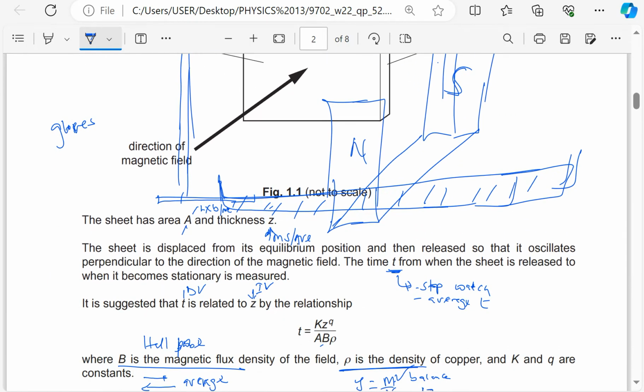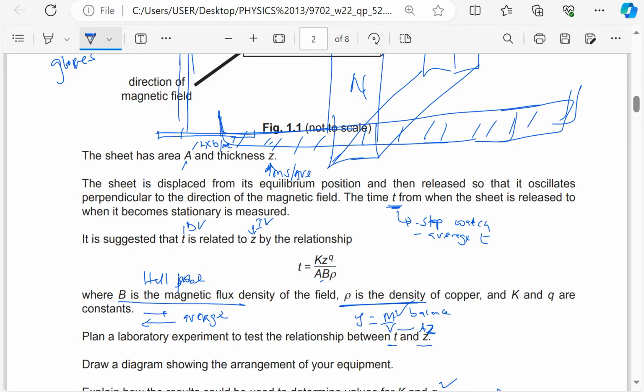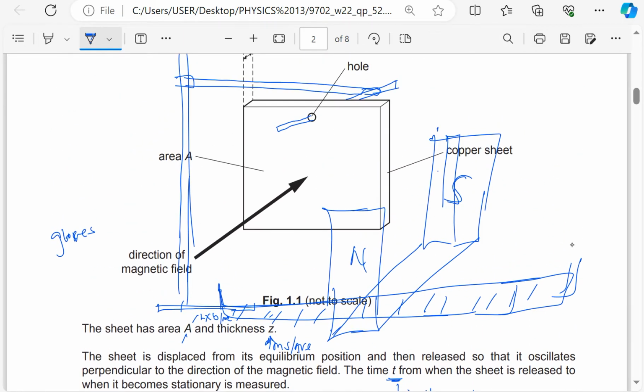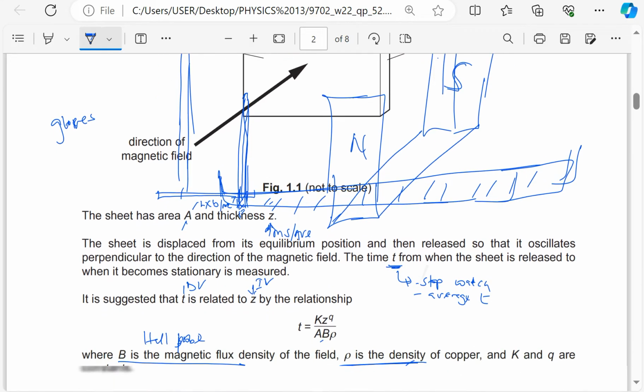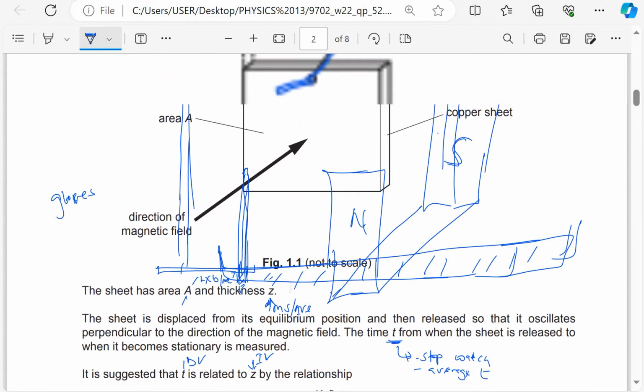Then, because I'm going to time, the sheet is displaced from its equilibrium position and then released so that it oscillates perpendicular to the direction of the magnetic field. So I need a reference point, so I may put a vertical pin somewhere aligned with one of the edges so that displacement always occurs from the same position, or to the same distance, because I don't want it to displace to a longer distance than before, so that it affects the time it takes to reach rest.